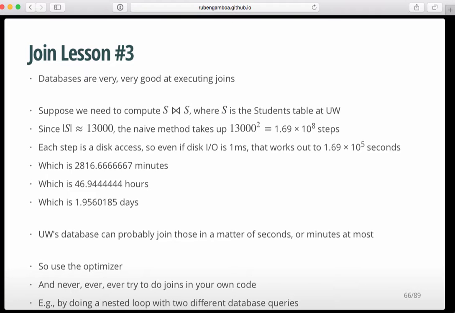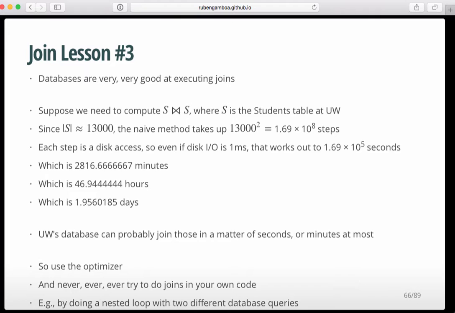10 to the 8th is a respectable number, right? You know, you're talking what, 100 million? Okay, this would be 170 million. Okay, now each step that we're talking about here is actually a disk access. We go out to the disk to grab this row. So even if disk accesses are fast, and I am not an authority on state-of-the-art hard drive speeds, but as far as I can tell, state-of-the-art is somewhere around 1 millisecond, at least for a commercial hard drive that I can buy. So in that case, we end up with 1.7 times 10 to the 5 seconds.